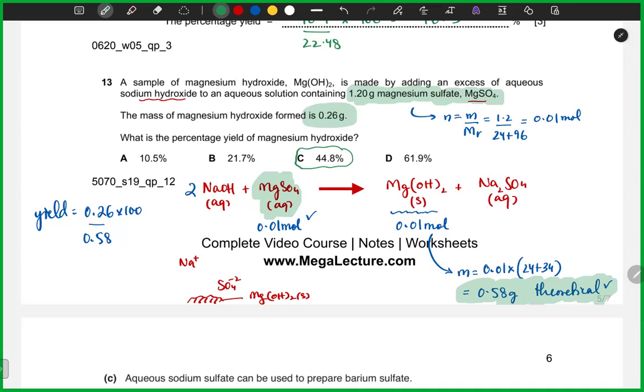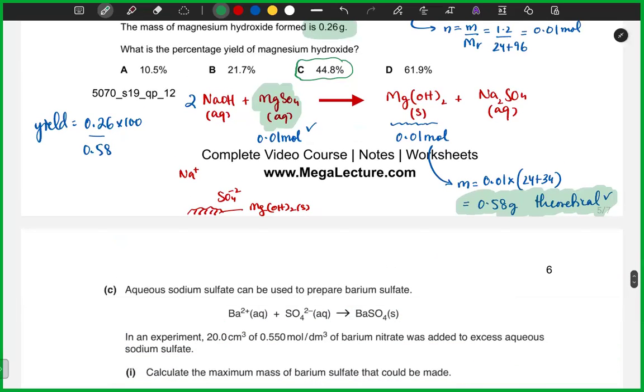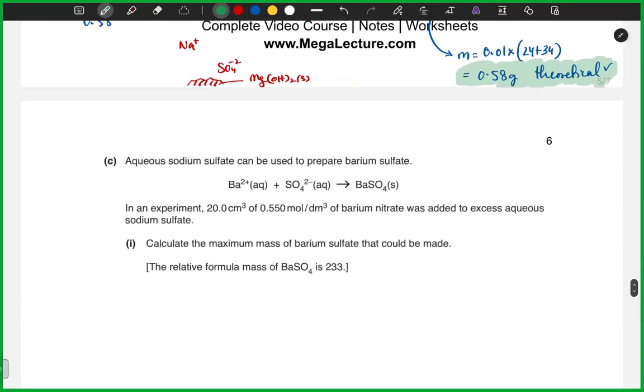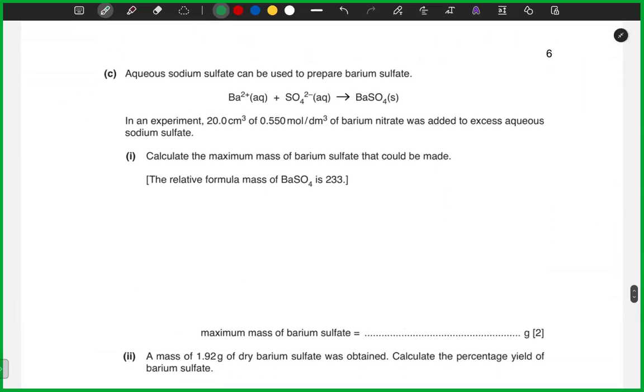So this was a slightly more time consuming question because you had to make the entire equation. Okay, so it was slightly more time consuming. Okay, let's come to this one. You've got aqueous. Okay, let's do this quickly. Volume and concentration is given. Find moles.